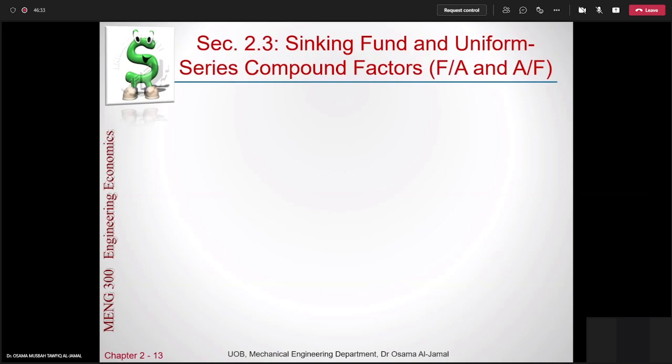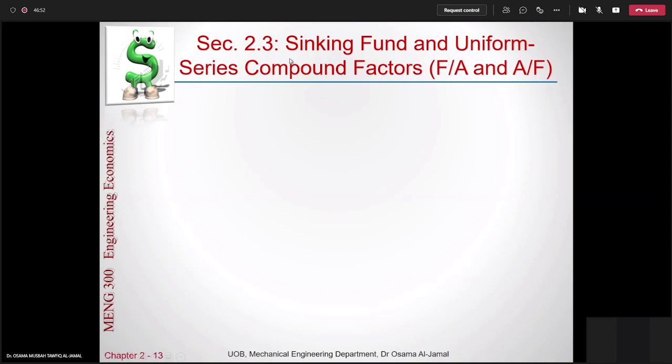Because later on, we're going to have a mix of cash flows up and down. If it's upward, for sure it's positive. If it's downward, for sure it's negative. I mean, the resultant of it. Let's see the second section, that to find F given A and A given F.